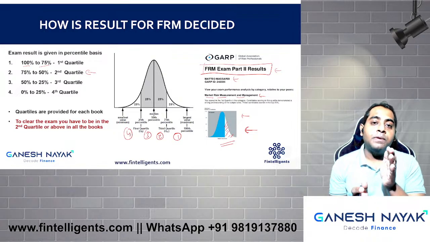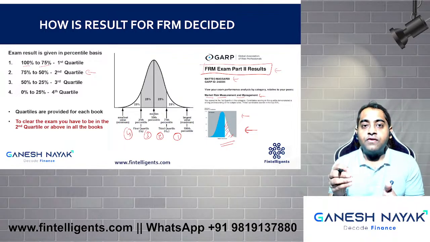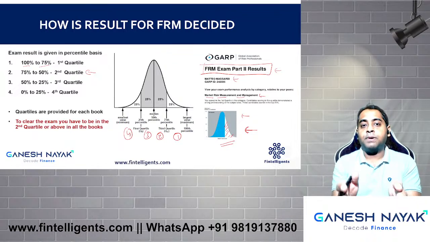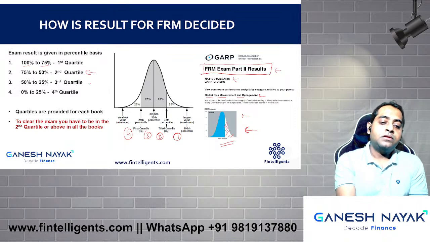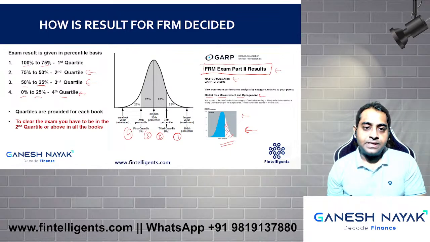Okay, so if there are 100 people sitting in the exam, and for that book, out of the total 100 people, you are between 75 to 50, but they're not telling you where exactly you are. Are you 55? Are you 70? Are you 65? They're not telling that. They're telling you you are in this bucket. The third quartile is between 50 to 25, and the last quartile is between around 0 to 25%.